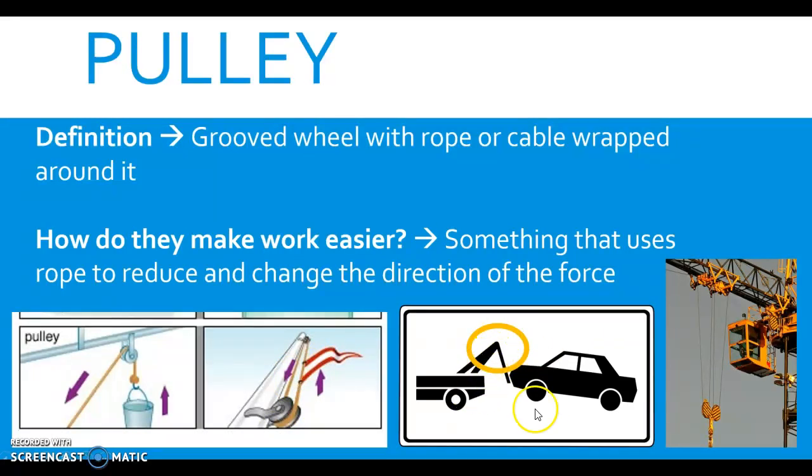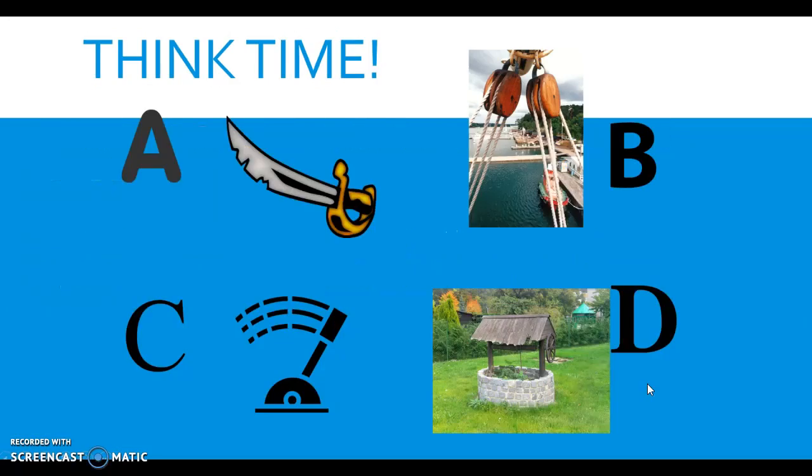Same thing here. For a tow truck, the rope goes down while it's lifting the car up. It's helping reduce the amount of force. And of course, humans can't pick up huge, large metal containers, so they have to use these pulleys to lift them. And again, think time. Which one of these is an example of a pulley? Be careful here. There's one that's going to trick you.